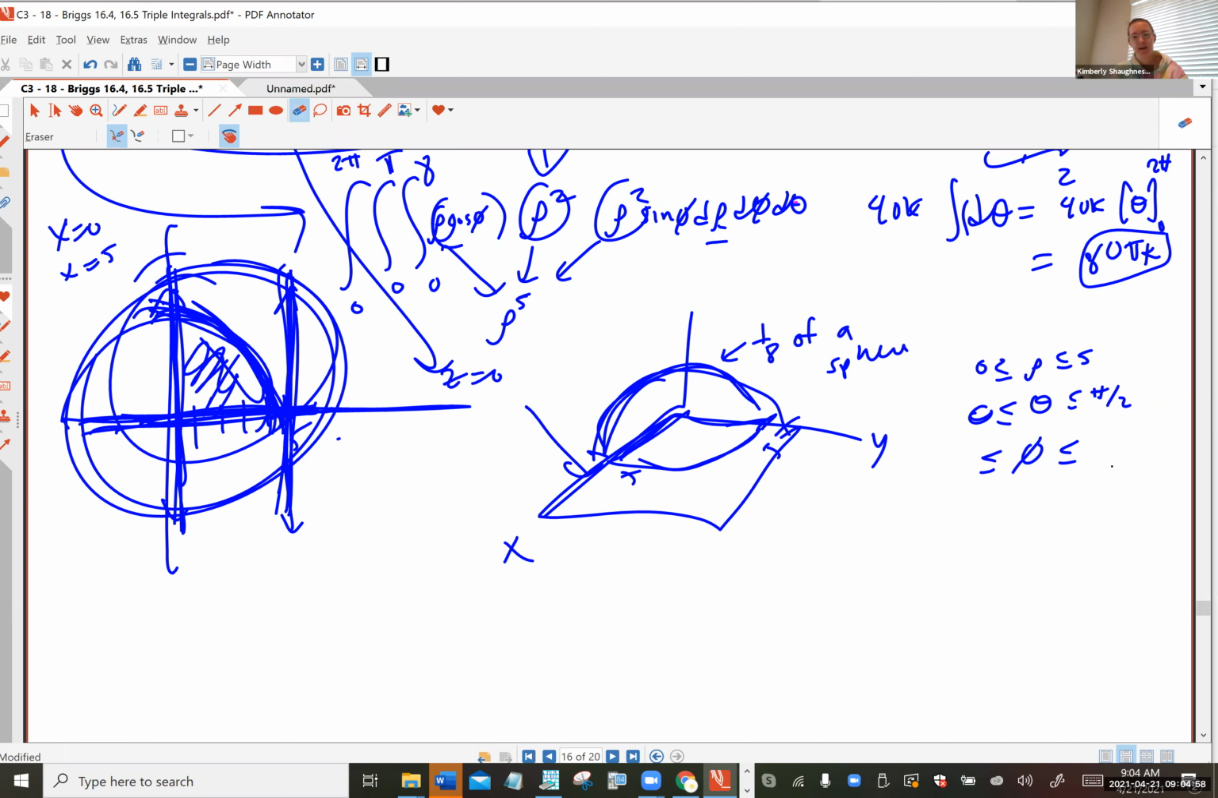Is it pi halves? Yes, good. You're starting here at the positive z-axis, that's 0 degrees, and then you stop. If you get to just the XY plane, that is a stopping point of pi halves, a 90-degree angle. So your phi is 0 to pi halves. Fantastic. So once we start converting this triple integral here, we're ready to go.